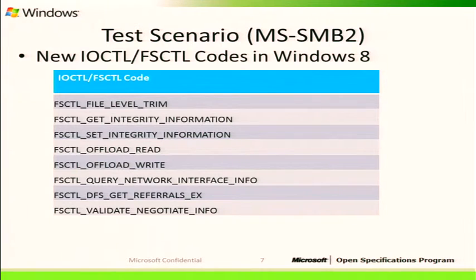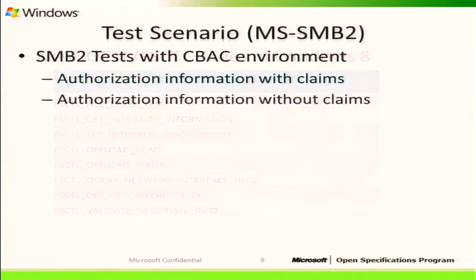And also, we have new test scenarios for the new IOCTL or FSCTL codes, which were introduced in Windows 8 or Windows Server 2012. As mentioned in the previous session, we also have the test in the CBAC environment, which is categorized into 2 groups.